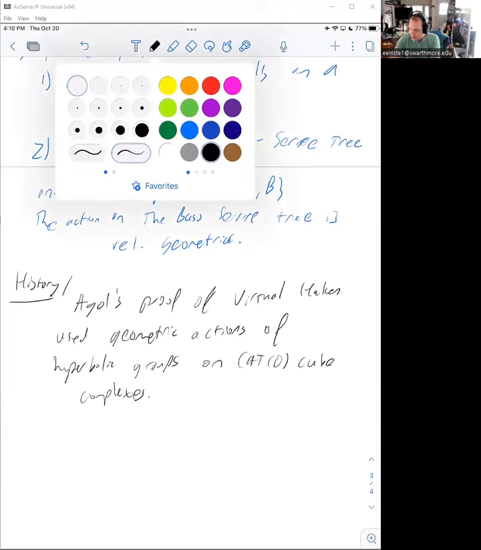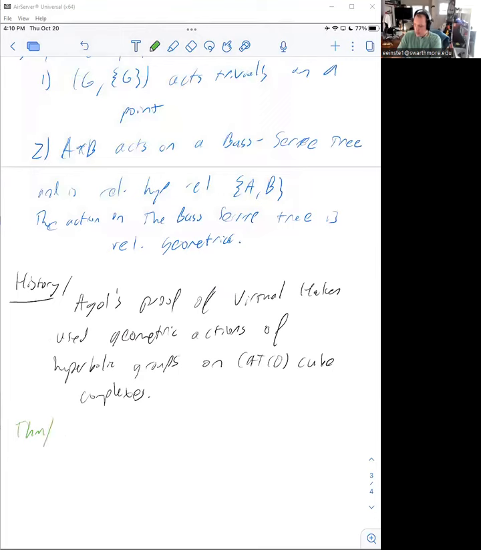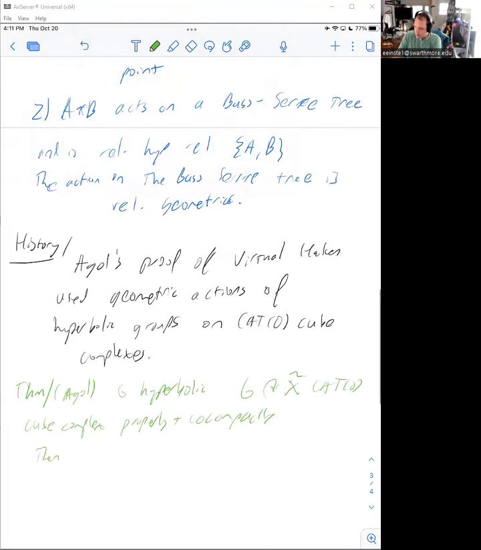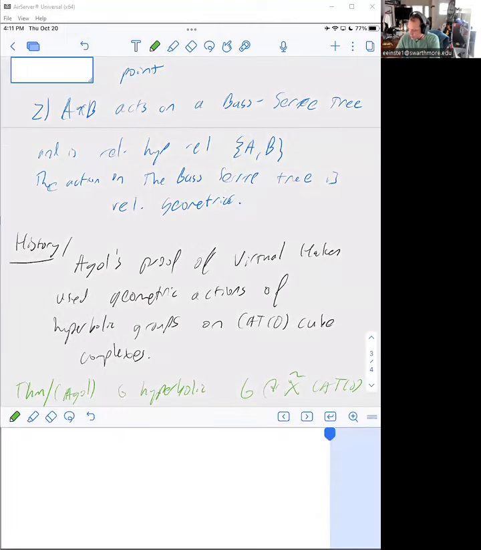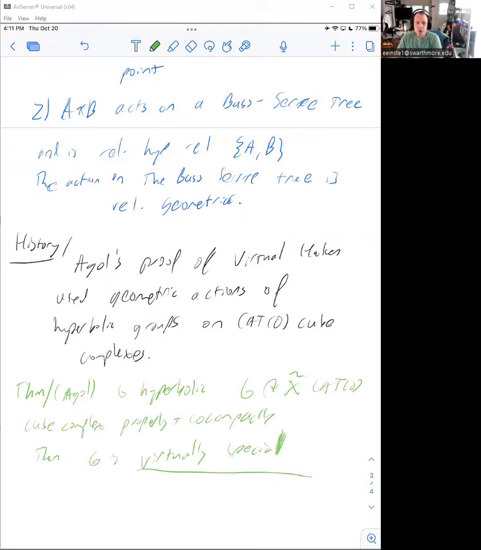So in particular, one of the big theorems that he proved is the following: if G is hyperbolic and G acts on a CAT(0) cube complex X properly and cocompactly, then G is virtually special. If you know what virtually special is, great.